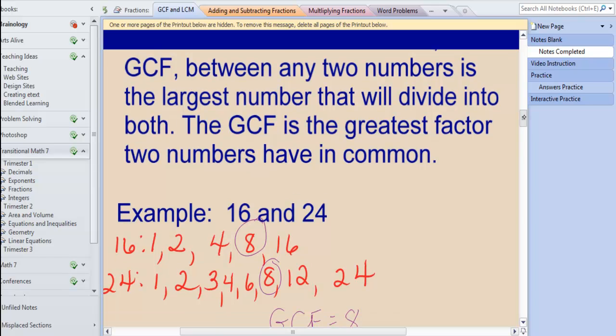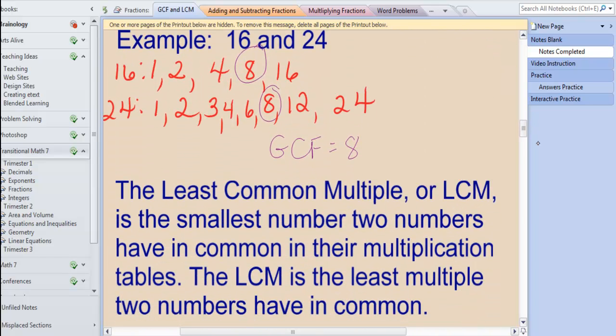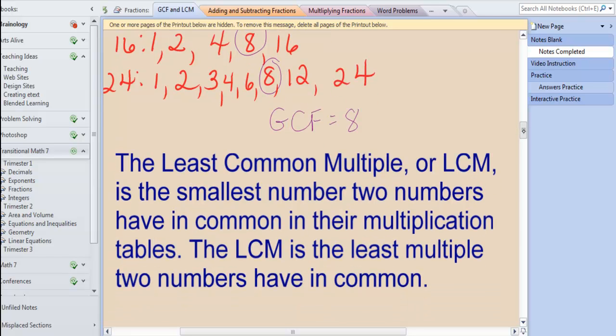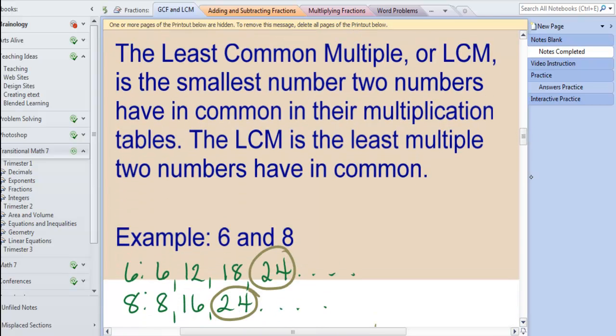Then we have LCM, least common multiple. The least common multiple, that's the smallest number that two numbers share in their multiplication tables. Again, remember multiple for multiplication tables. Okay? And L is the least common multiple. So, for example, with 6 and 8, we're looking at the multiplication tables of 6 and 8. So if we list those out, the first number we get to that they have in common in their multiplication tables is 24.